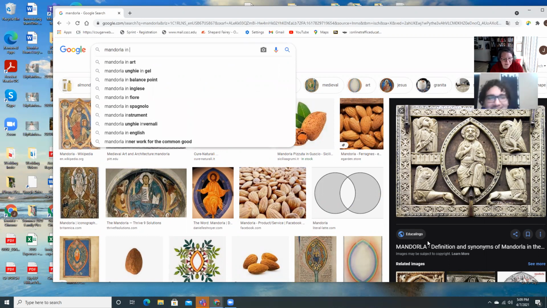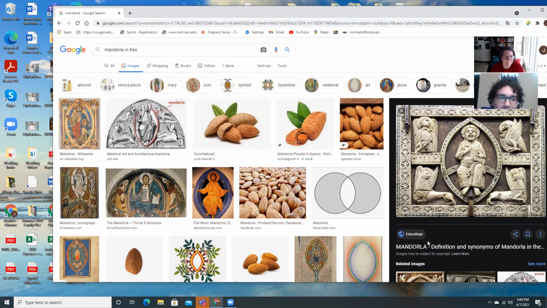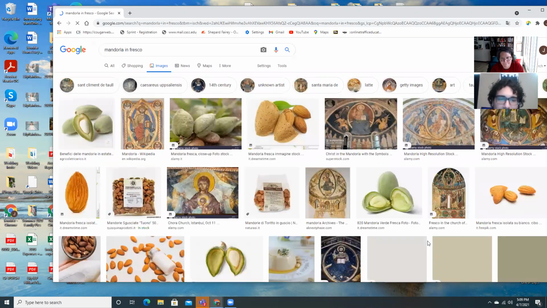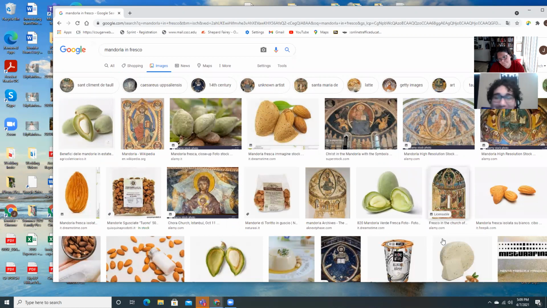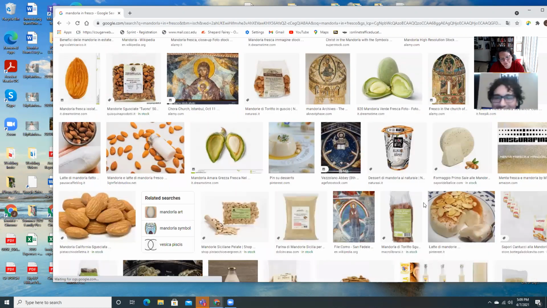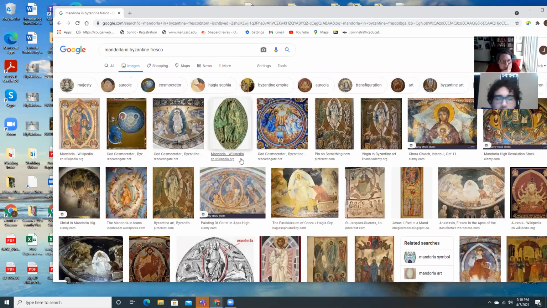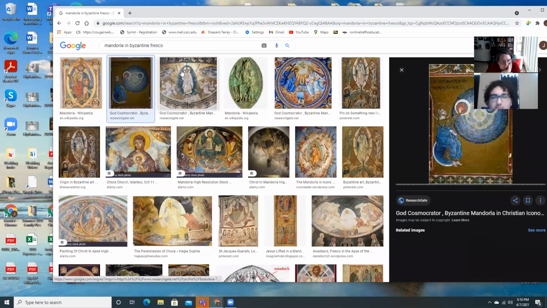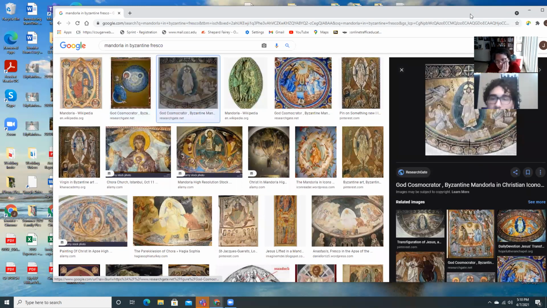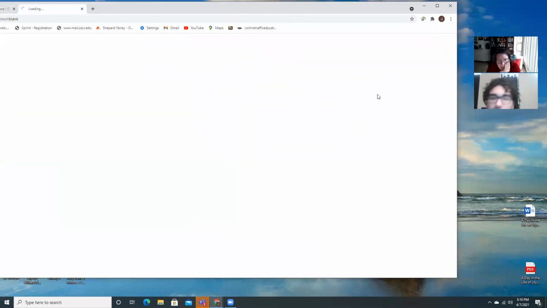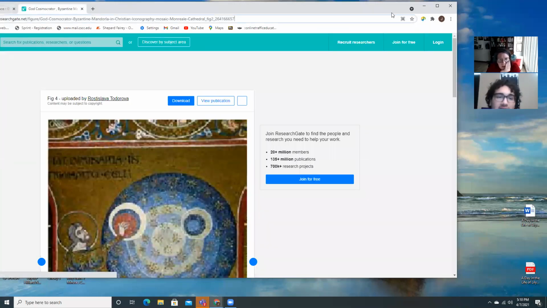Let me see. Mandorla in fresco. I love how these still pop up. I get a lot of them. The one that's in my head is this one. We studied this one from the Church of Dormition, I believe.